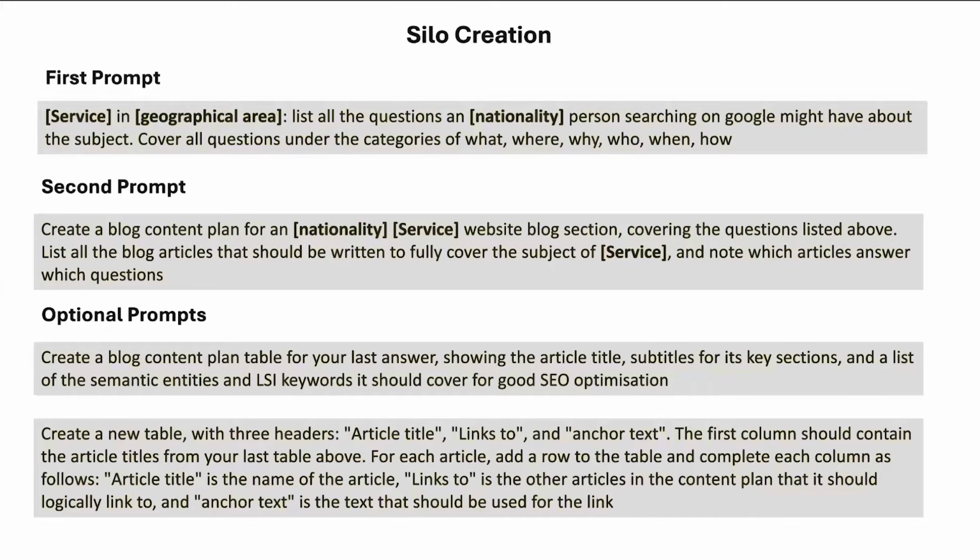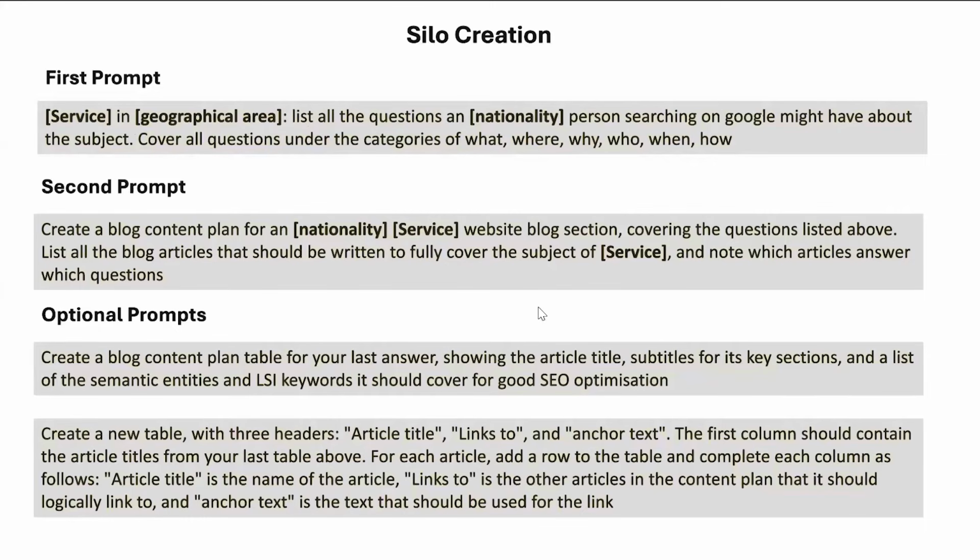Right? So you just want to make sure that when you're prompting the AI, you're being very specific about where you are, so that it outputs the right type of information, which makes sense. So for this service in this particular place, list all the questions a person from this country searching on Google might have about the subject, covering all questions under the categories of what, where, why, who, when, how. What this is going to do is give you a list of questions.